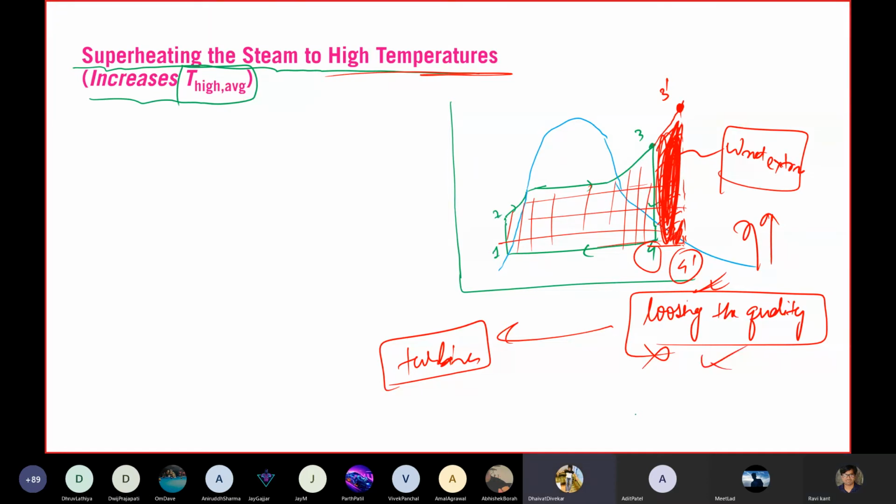Sir, what if we make changes in the pressure, sir? In this one, we don't increase the pressure or anything. Pressure will be the same, intact. We go till this line somewhere here in the superheated region, at higher temperatures.